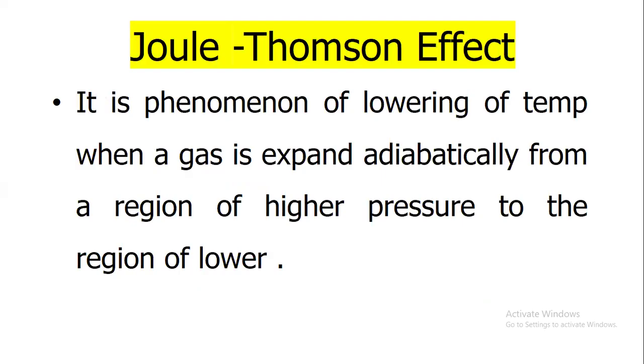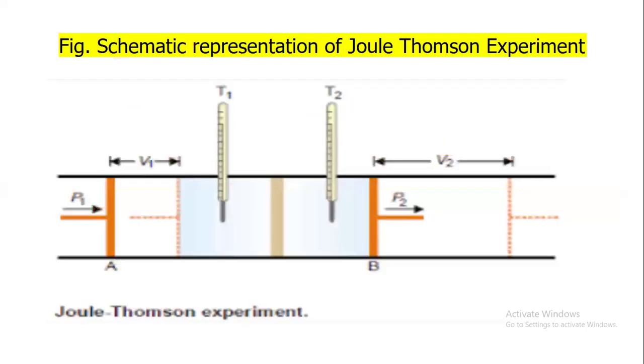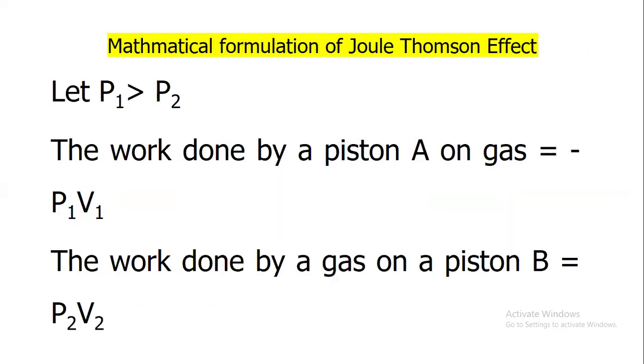Joule-Thomson effect: it is the phenomenon of lowering of temperature when a gas is expanded adiabatically from a region of higher pressure to a region of lower pressure. This effect is observed when real gases are allowed to pass adiabatically through a porous plug from a region of higher pressure to a region of lower pressure, and there is a sudden drop in the temperature. Schematic representation of the Joule-Thomson experiment.